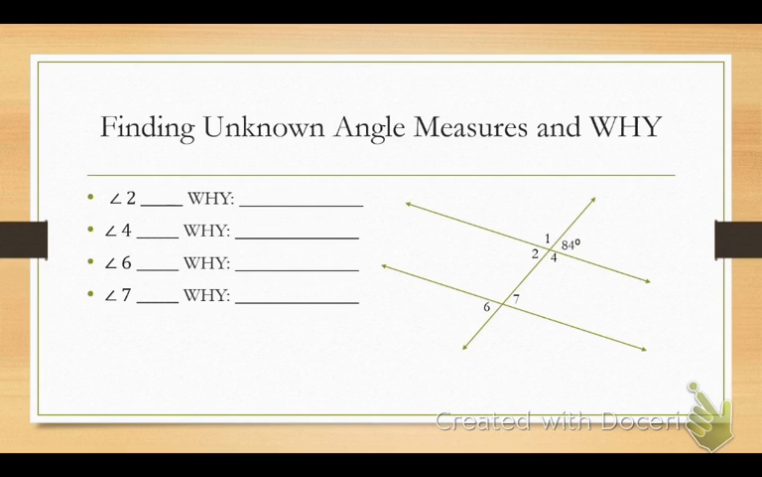All right, look at the given angle measure. This is our starting point. Based on the given angle measure, what is the measure of angle 2? Write it down. Do not say it out loud yet. And why? Okay? All right, go ahead and write down your answers.